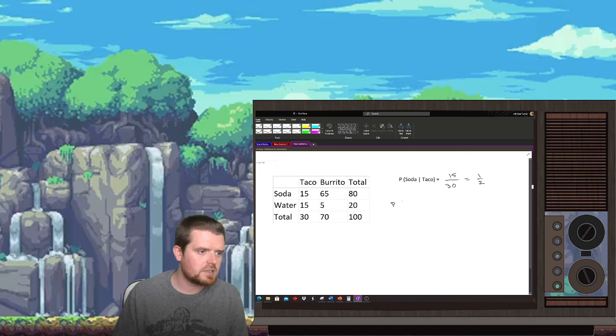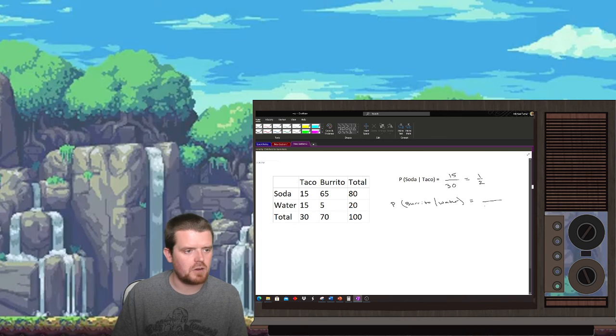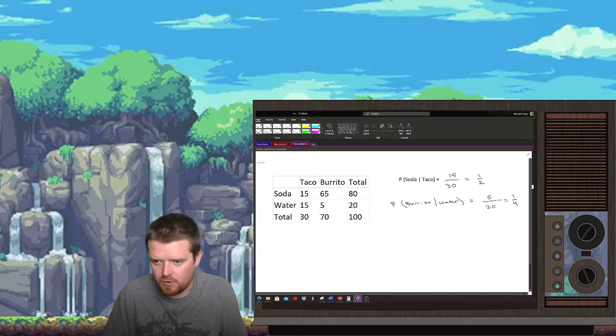The probability that someone ordered a burrito, given that they ordered water. So for this, I'm looking at how many people total ordered water, because that's given. And that was 20. Out of that 20, how many people ordered a burrito? 5. So it's 5 out of 20, or 1/4, or 25% if it asks for a percent.